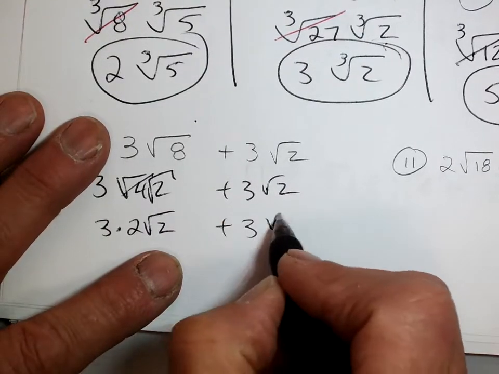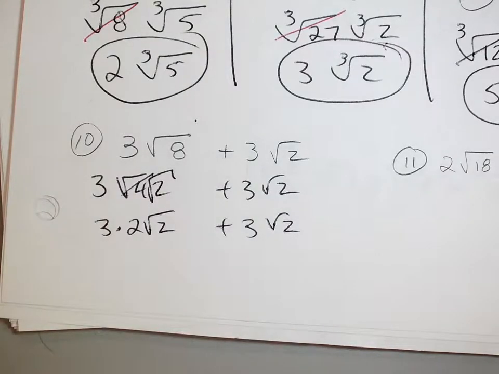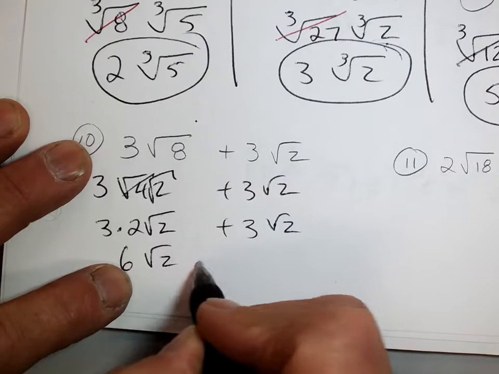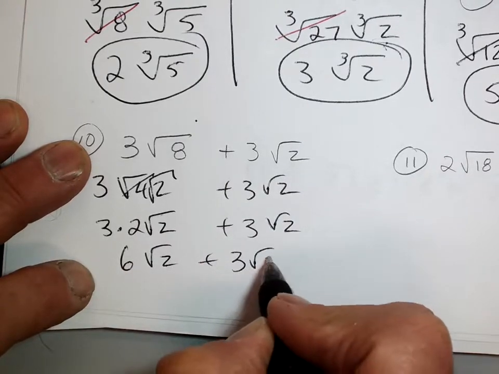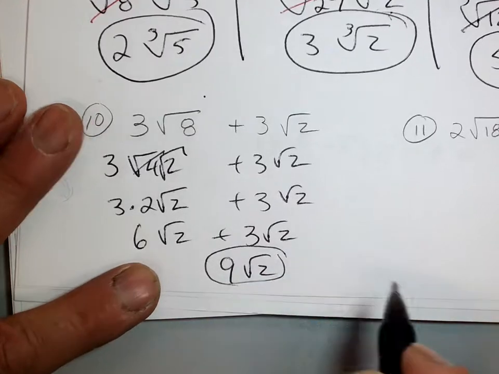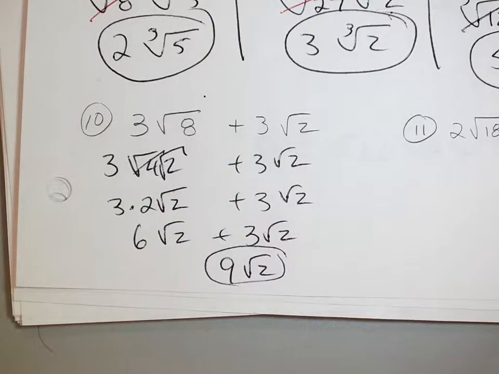Plus 3 square root of 2, right? 3 times 2 is 6, plus 3 is 9. Lan is right. 9 square root of 2 is the answer. Easy? No? Okay.